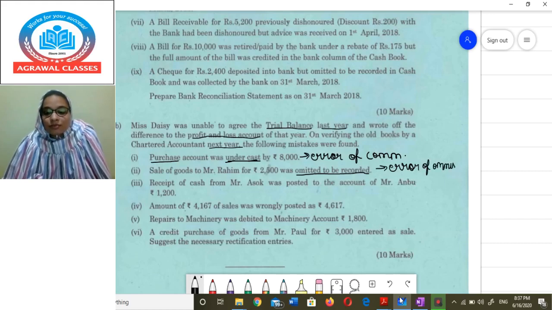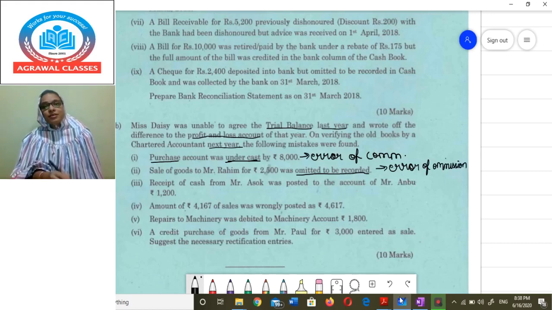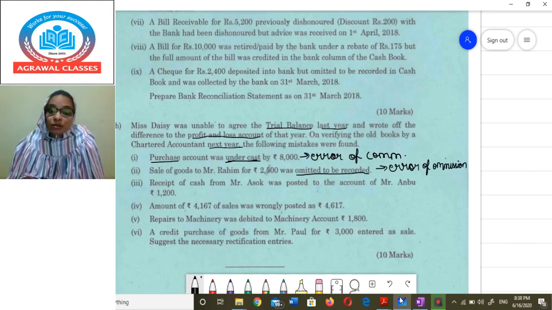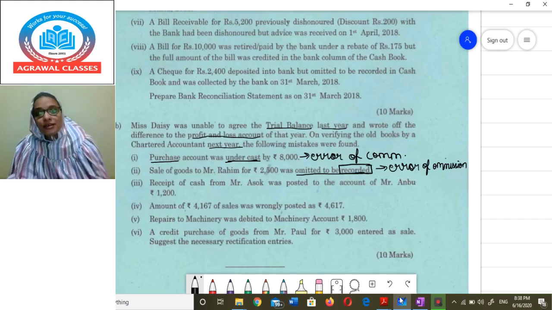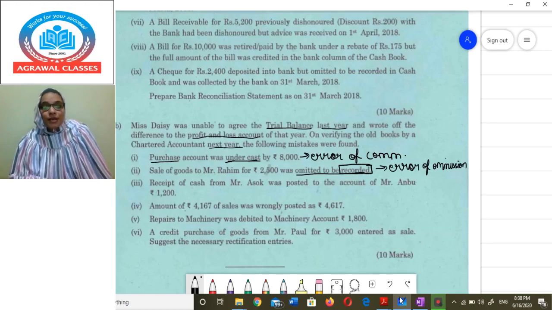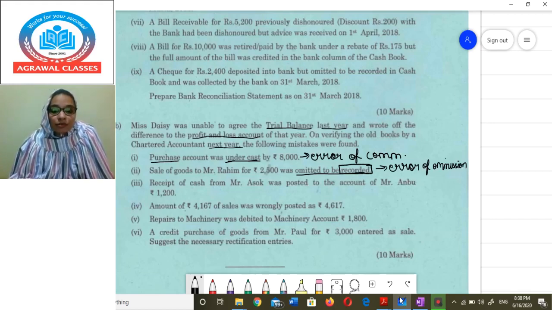Now, in the last video we understood error of omission are again of two types. Partial omission, complete omission. Which type of error is this? This is error of complete omission. Why? Because it says sale of goods was omitted to be recorded. That means आपने एंट्री जर्नल में रिकॉर्ड ही नहीं की है, तो आपके रिकॉर्डिंग में ही इशू हो गया. इट्स नॉट बीन रिकॉर्डेड इन द बुक्स.